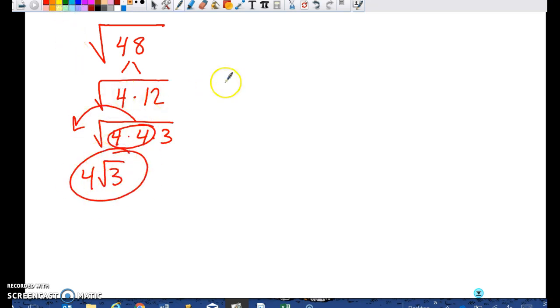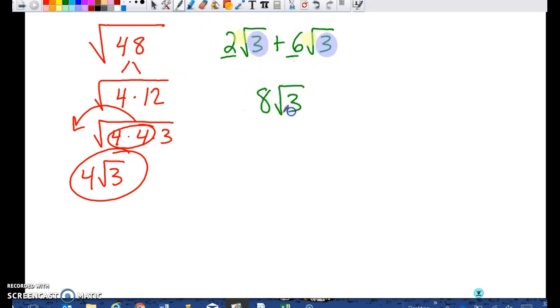Then the second lesson we had is what happens if I have things that are added together, like 2 times the square root of 3 plus 6 times the square root of 3. Well, these are like terms because we have the same radicand, and I have the same index, which happens to be 2. And since they are like terms, I can add the coefficients together, 2 and 6, to get 8 square roots of 3. Same thing works when I'm subtracting.